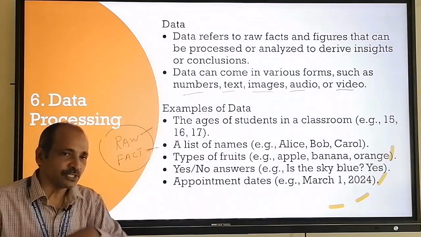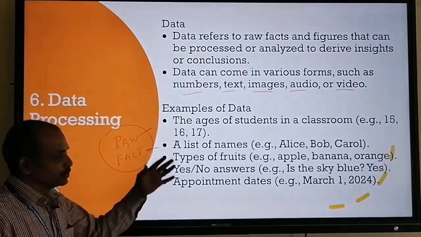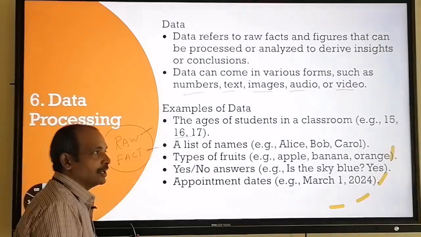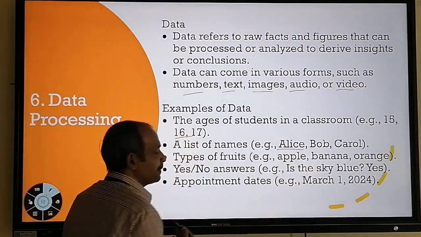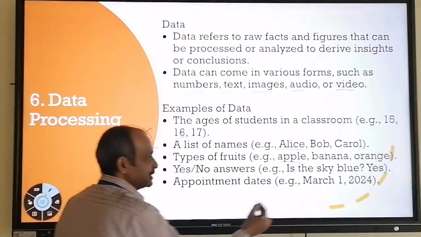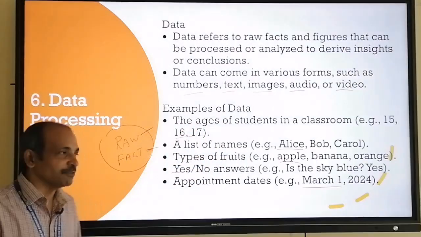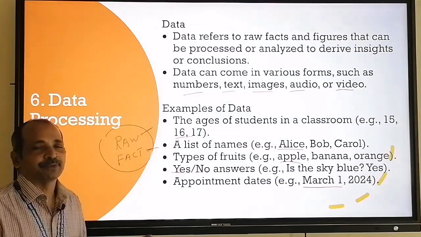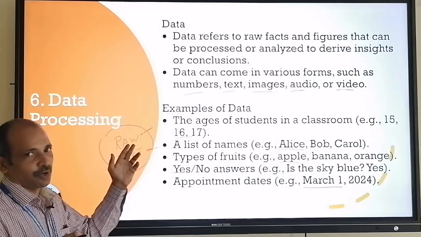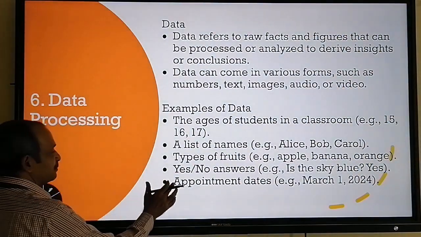So the data is not at all processed. It is not completely processed. So this is called the raw fact. These are all examples of data: the age of the students, a list of names, the types of fruits, yes or no, some dates, appointment dates. So data, in a very simple way, is not processed. It has meaning, it's true, it's a fact, but it is raw. I'll give you a very simple example in the coming slide to understand this.